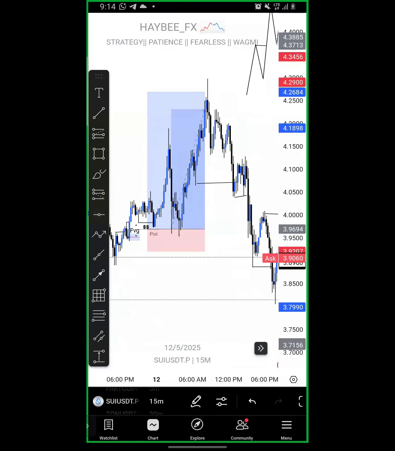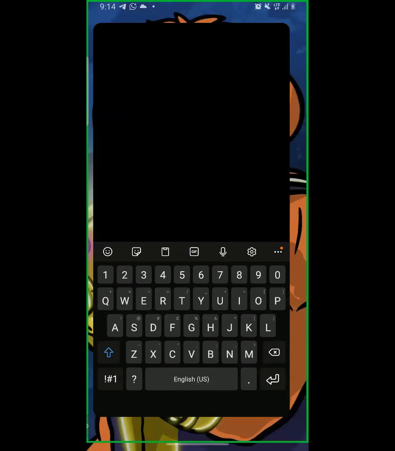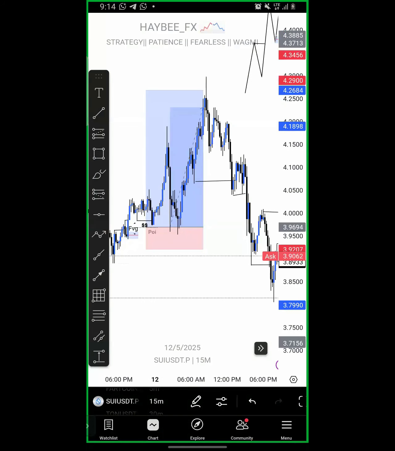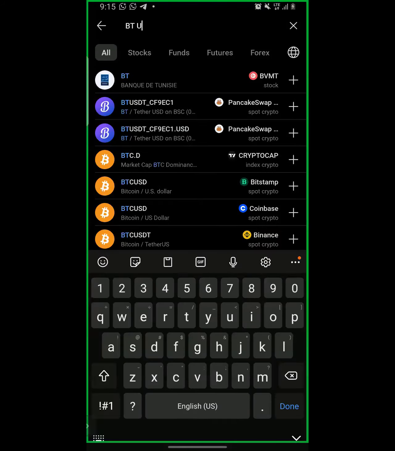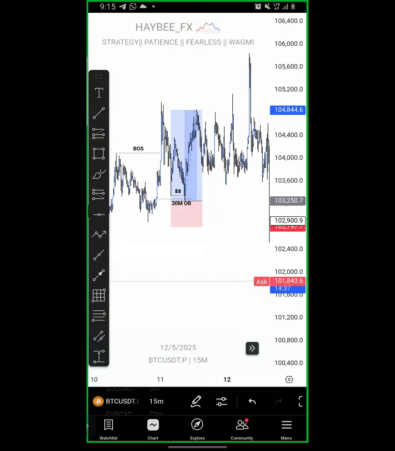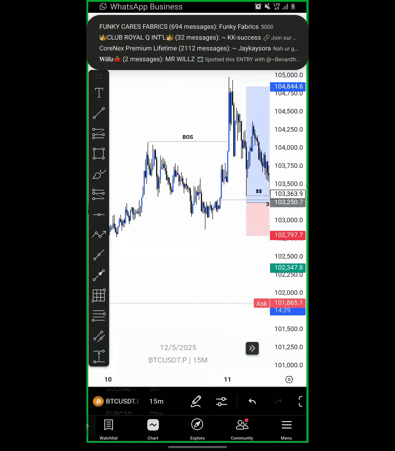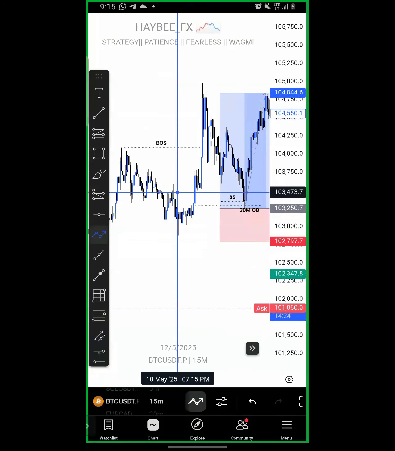Let us go and check Bitcoin. Let us check BTC, USDT. Sorry, please. This is Bitcoin. Okay, fine. Can you see this is Bitcoin now? Let me show you the other thing here. You can see here that I mark my break of structure. This is Bitcoin. You can see my break of structure here.